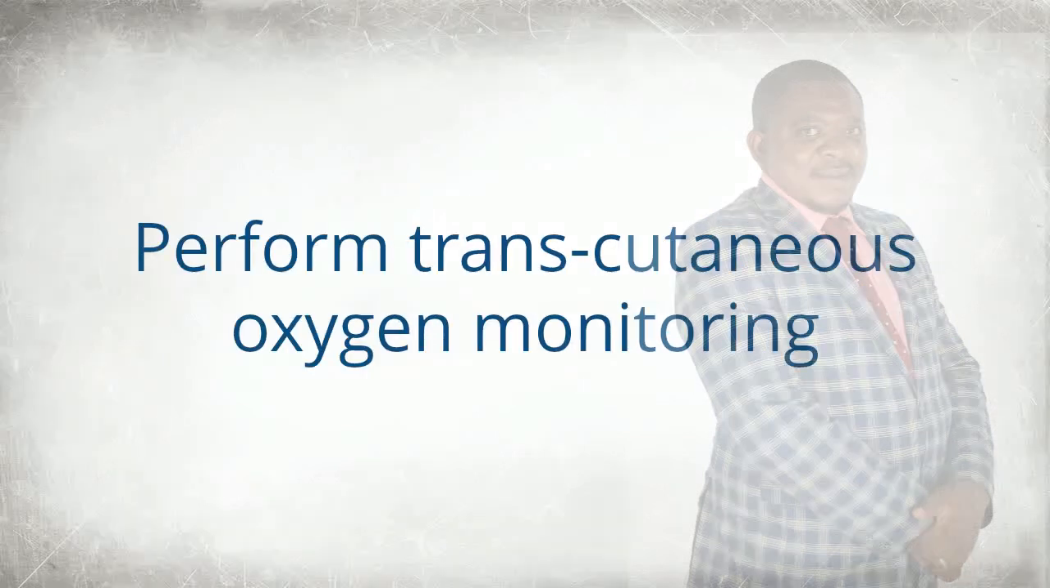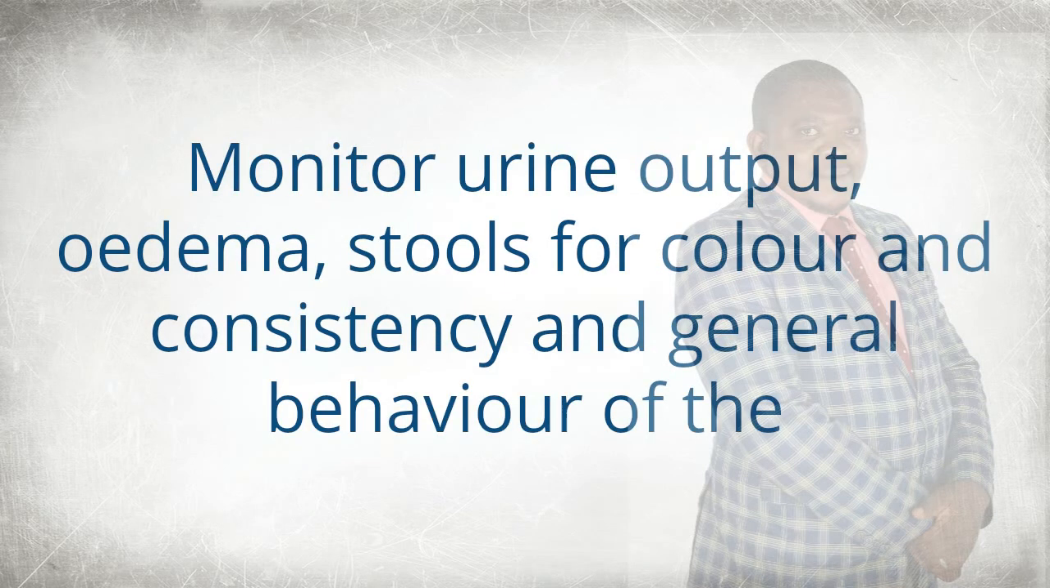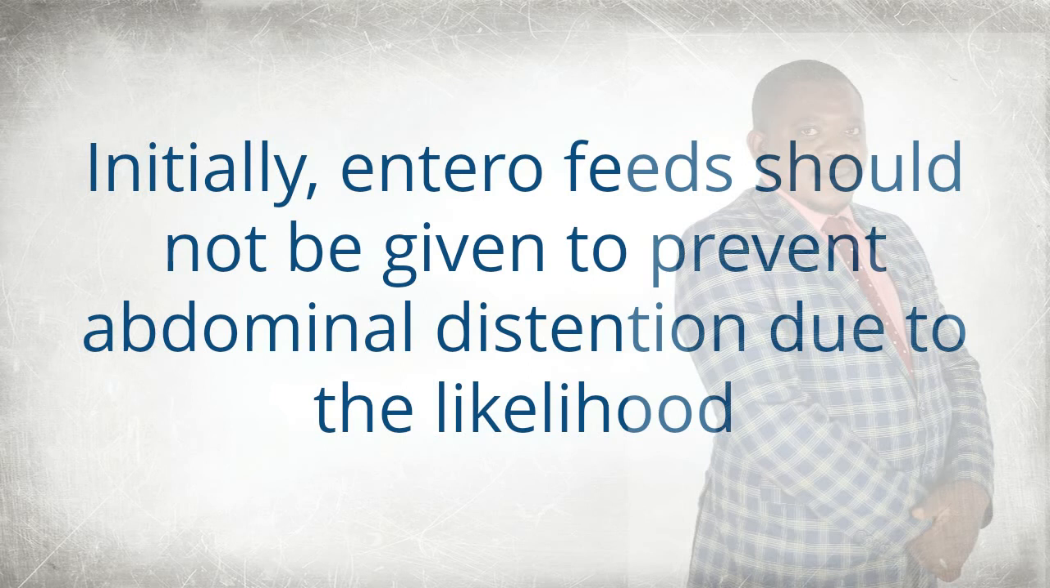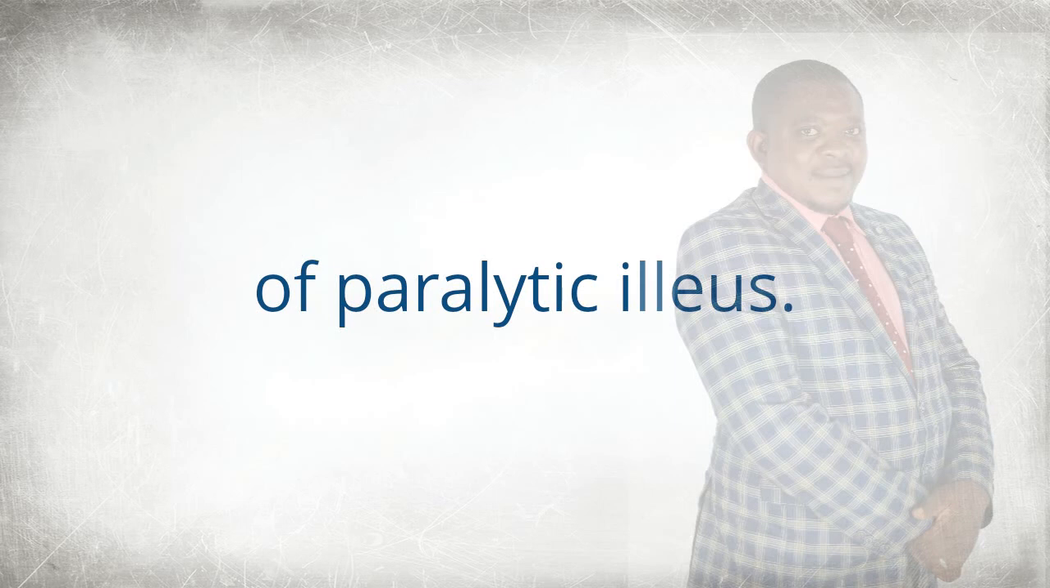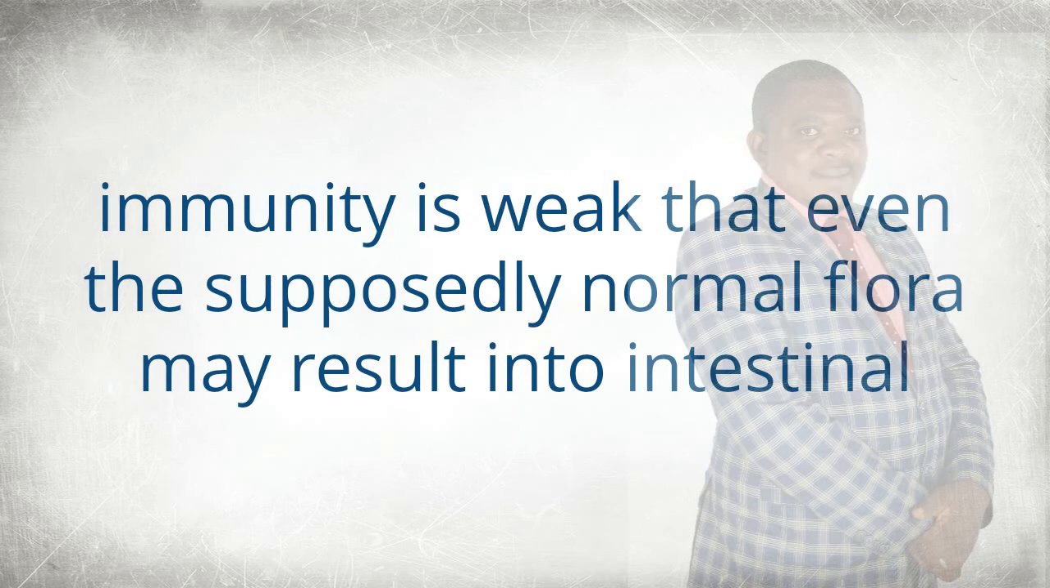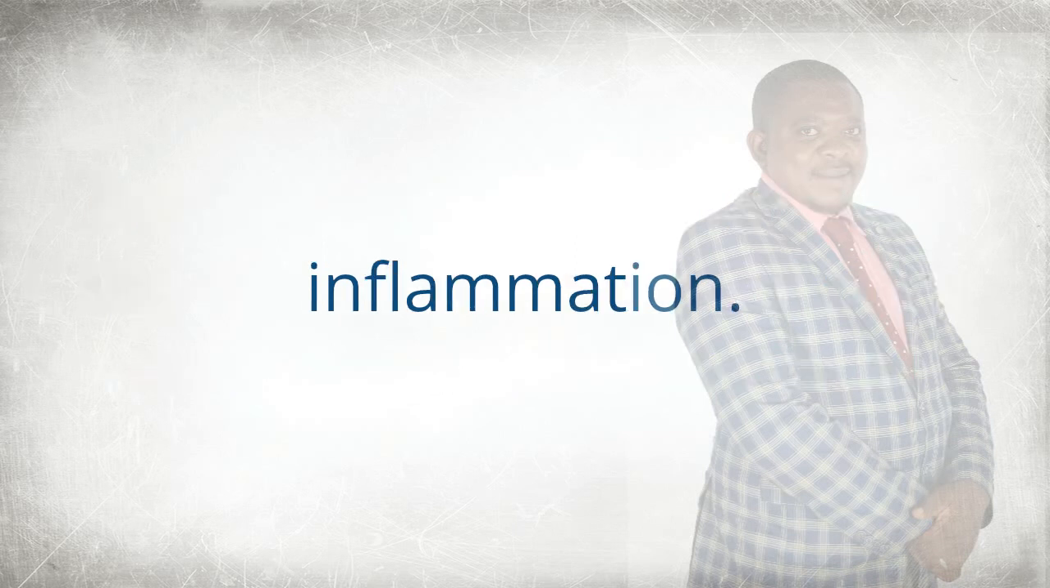Perform transcutaneous oxygen monitoring. Monitor urine output, edema, stools for color and consistency, and general behavior of the newborn. Feeding. Initially, enteral feeds should not be given to prevent abdominal distension due to the likelihood of paralytic ileus. Enteral feeds introduce microbes into the gut, which is good, but in neonates with RDS, immunity is so weak that even the supposedly normal flora may result in intestinal inflammation.